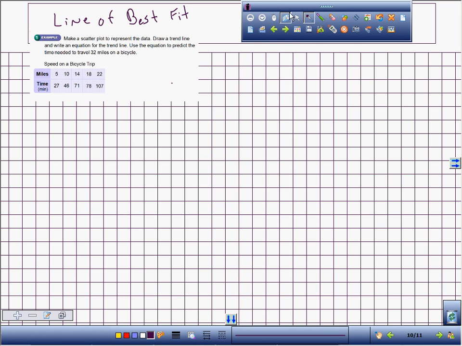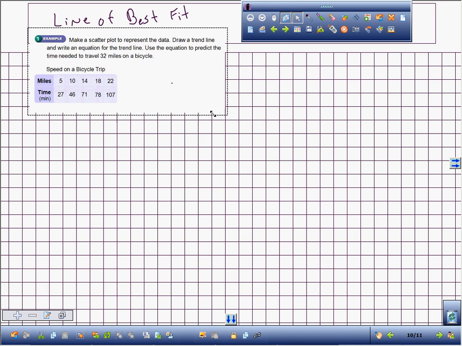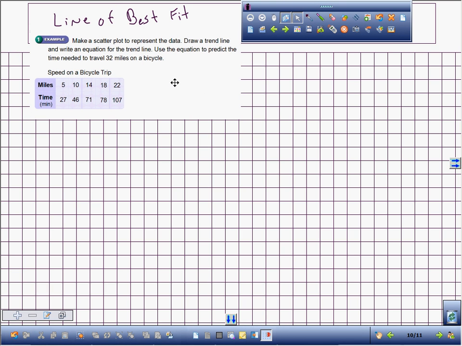This is real important for CSAT type stuff. I gotta tell you, you should know how to do these kinds of things. So what they will do with this is make a scatter plot to represent the data, draw a trend line, and write the equation for the trend line. Use the equation to predict the time needed to travel 32 miles.